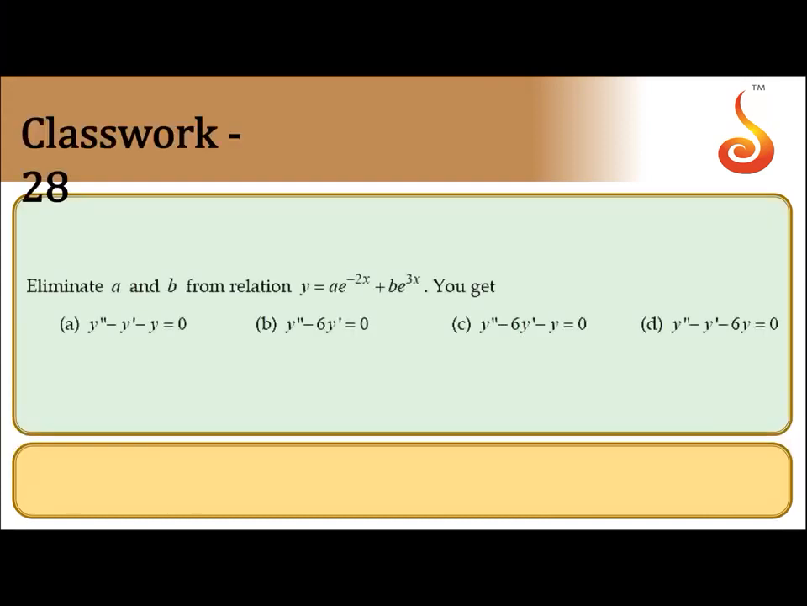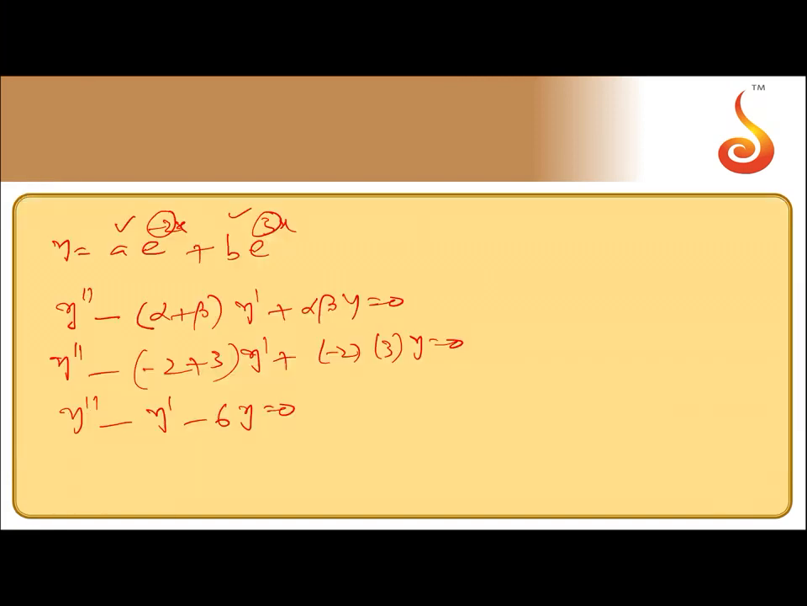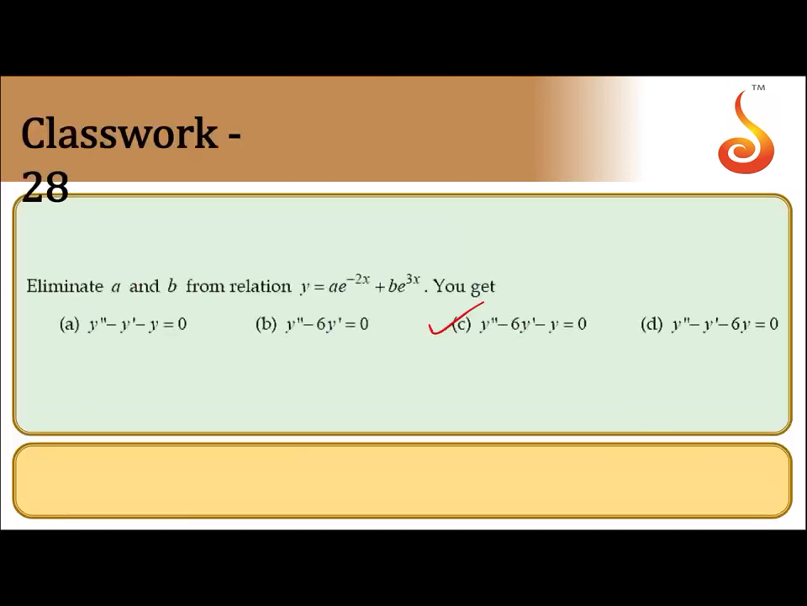So the answer is minus 6y minus y dash. Yeah, wait a minute. Yeah, minus y dash. Minus y dash means it is option D only, which is correct.